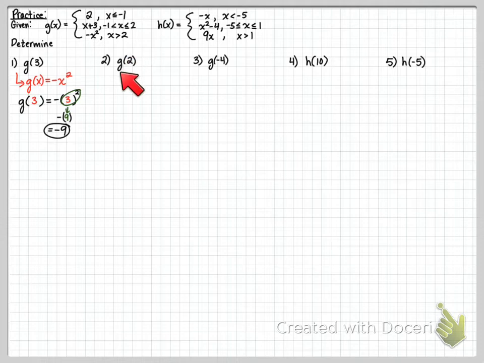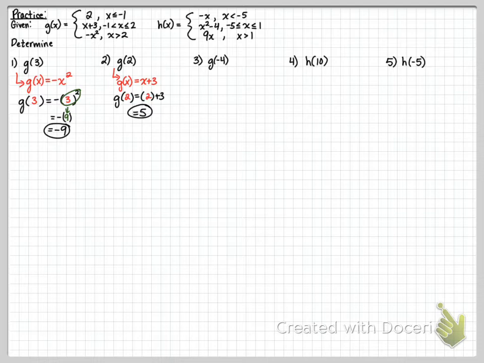Okay, now we have g of 2. This tells us the name of the function, so we're going to be looking at g of x. Our x is 2 in this case. 2 is not greater than 2. 2 is equal to 2, right? So I'm going to be using this function right here, and I'm going to plug in 2. And 2 plus 3 is 5.